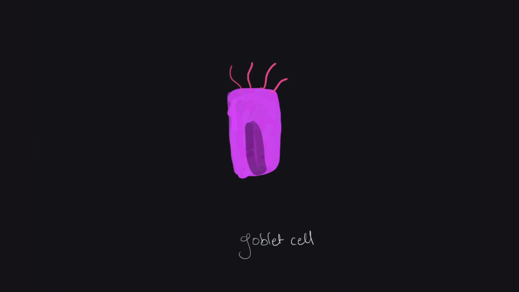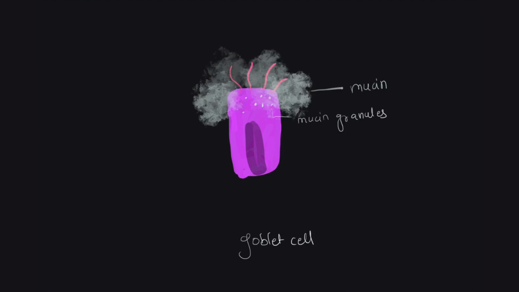It has a basally placed elongated nucleus with a few apical microvilli. Also, you can notice that it secretes mucin. Mucin is very important for lubrication and also prevents the desiccation, or the drying, of the intestinal tract. So it lubricates the intestinal tract and secretes mucin with the help of apically placed mucin granules.